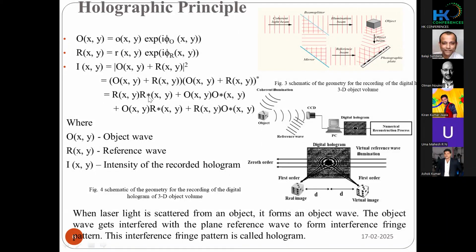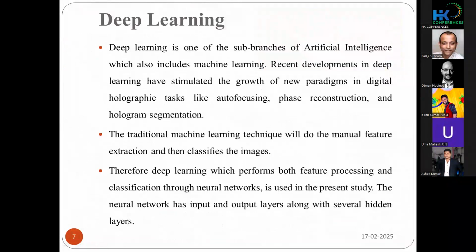So the first term represents the amplitude of the reference wave. Second term represents the amplitude of the object wave. Third term represents only the object wave. Fourth term represents the conjugate of the object wave. So this is how we will form the hologram. This hologram will be formed and then it will be passed through the numerical reconstruction algorithm in order to generate the phase information. Next, we will be using deep learning in order to perform classification and other kinds of applications in deep learning.